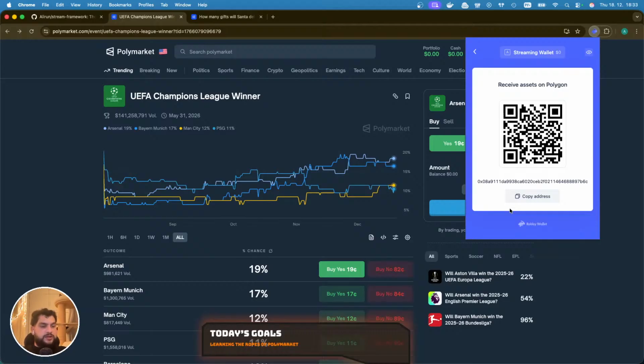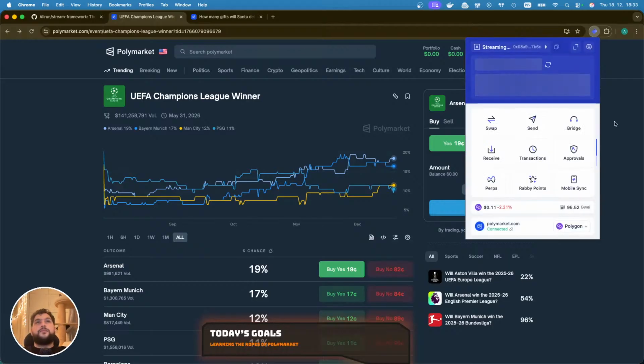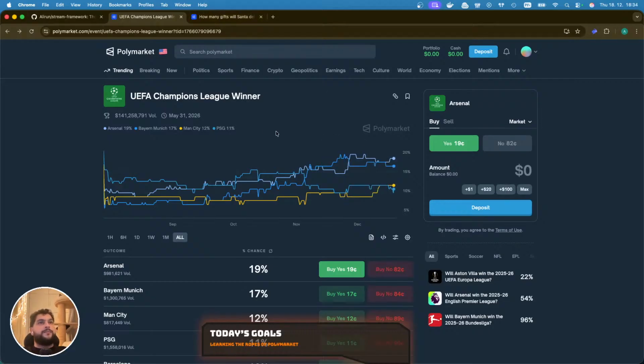Initially, I was afraid to send the USDC to the new wallet, but now I realize that they actually have gasless transactions for USDC, so we will be able to just swap it for whatever we want. And I'm gonna have to purchase a couple of Polygon tokens to be able to cover the gas fees. Right. So let's go back.